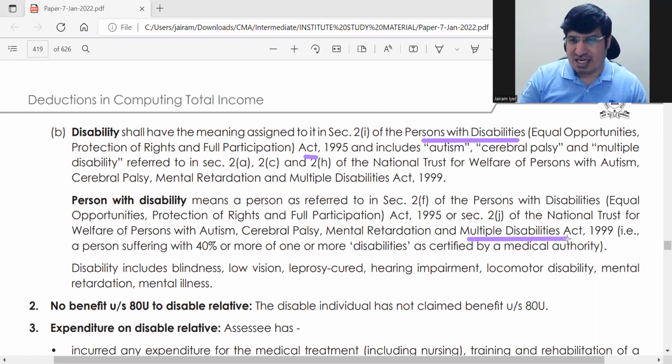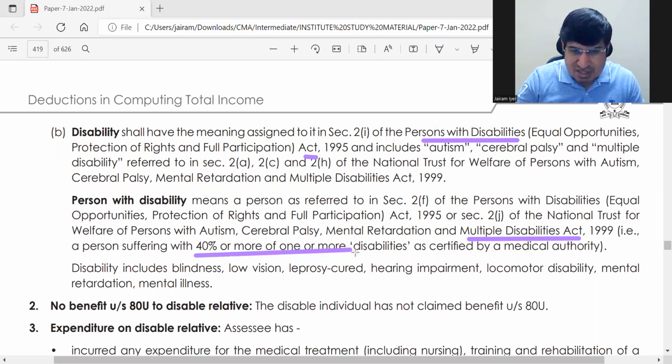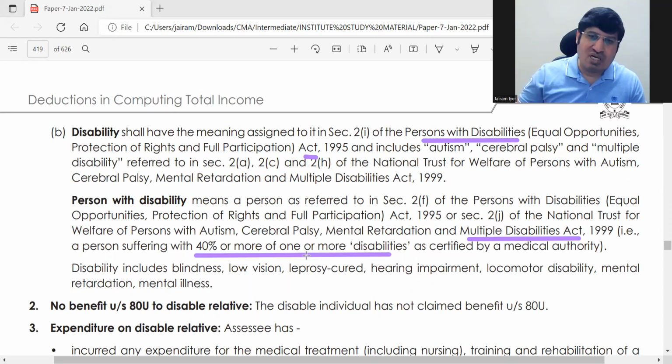Multiple Disabilities Act. As per these two acts, disability should be as per the Persons with Disabilities Act, and person with disability will be as per the Multiple Disabilities Act, which is 40% or more. Actually, this is more important. 40% or more is more important.